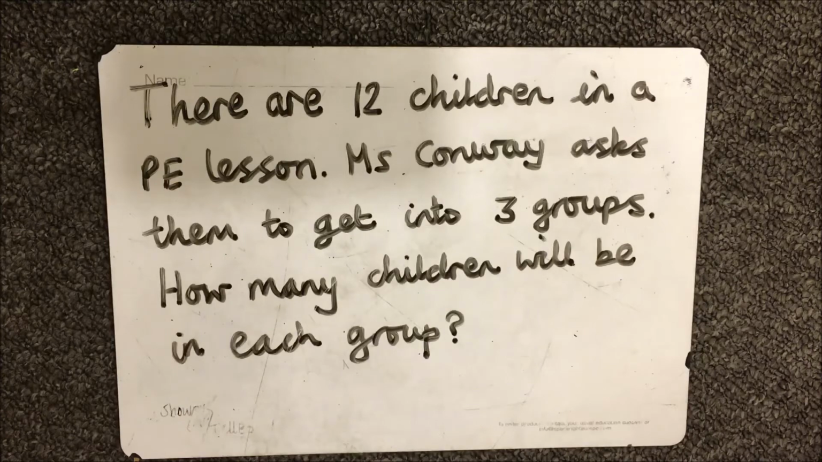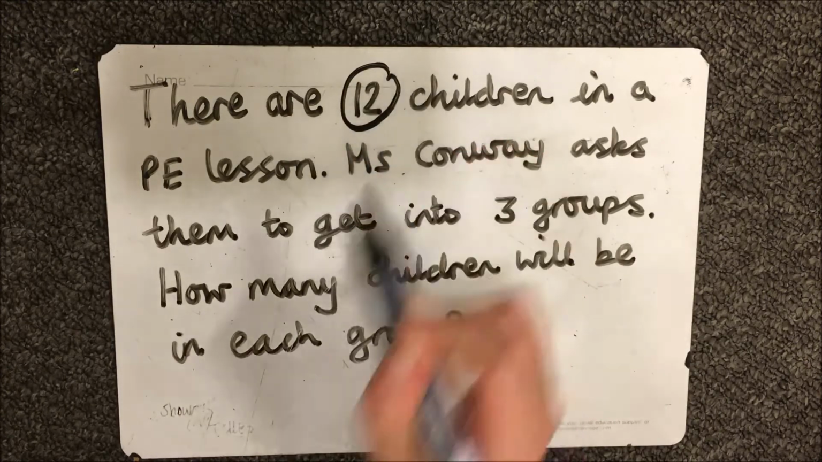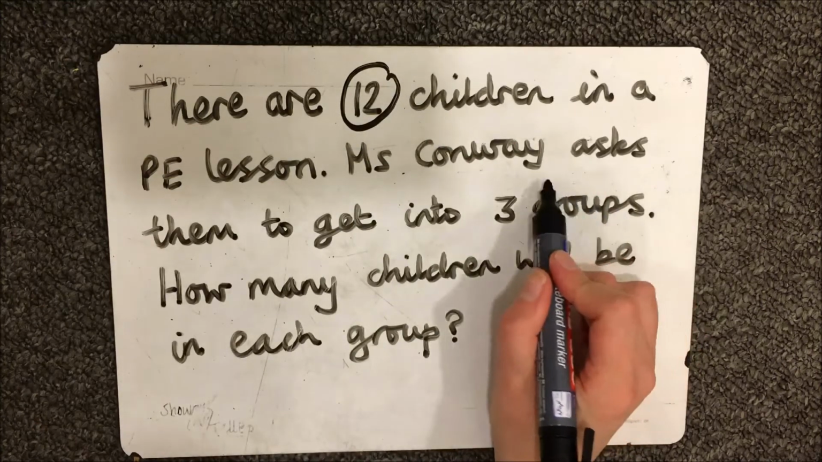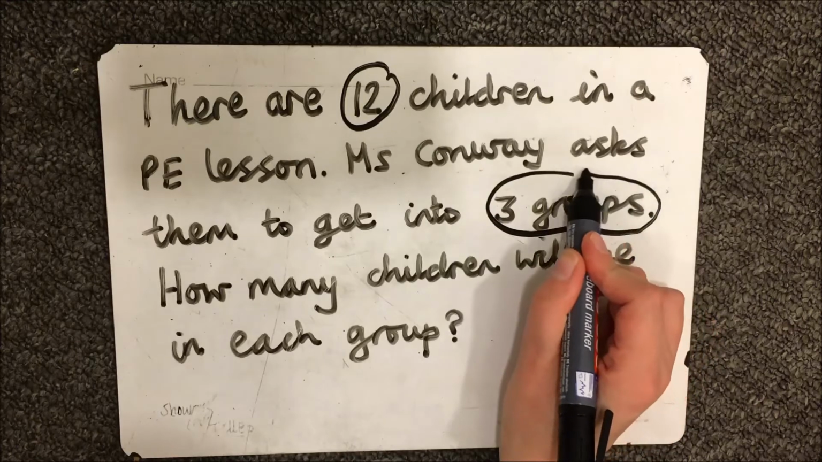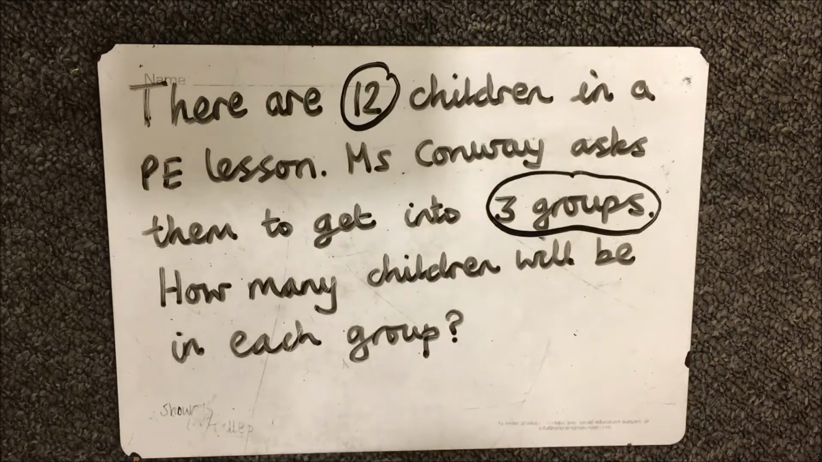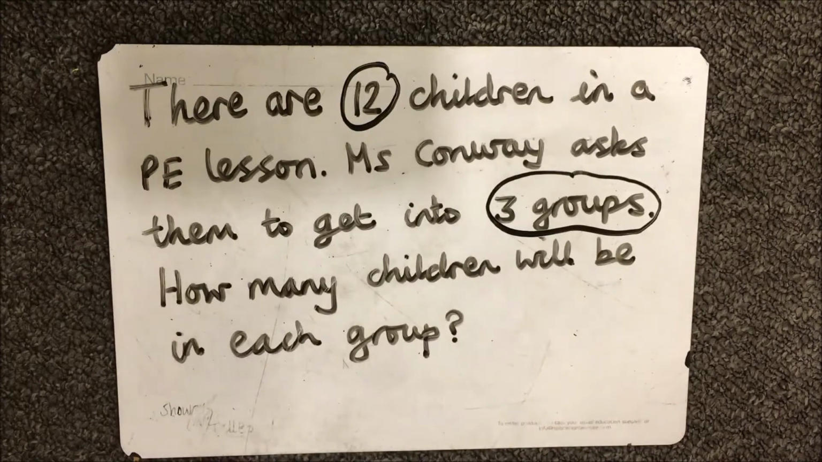Okay, let's look at the important piece of information. We've got 12 children and they need to get into 3 groups. But maybe it's not groups. Maybe it could be cakes into a box, tennis balls into bags, pencils into pencil cases. The most important thing though is 12 and 3 groups. How are we going to make sure that there are the same number of children in each group? Have you got an idea? Pause the video, have a think.